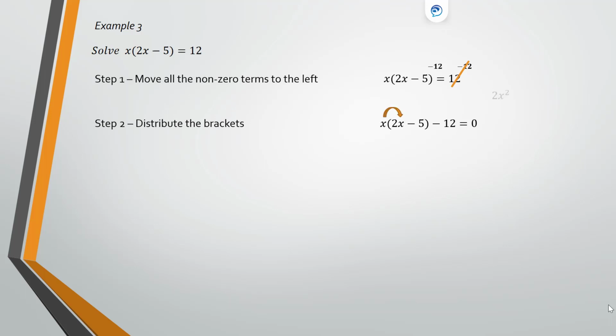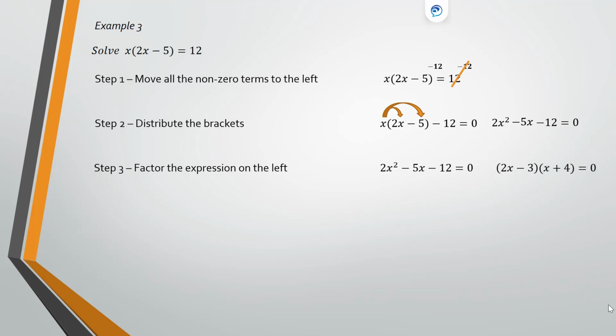So x times 2x is 2x squared, x times minus 5 is minus 5x, minus 12 is equal to 0. Okay, so distribute the bracket, and then we can move on to step 3 and factor the expression on the left. You can use any method to factor this expression, but when I factor 2x squared minus 5x minus 12, I get 2x minus 3 multiplied by x plus 4 equals 0. So my final step is to use the zero product property to solve this equation. So we can say either 2x minus 3 equals 0 or x plus 4 is equal to 0.